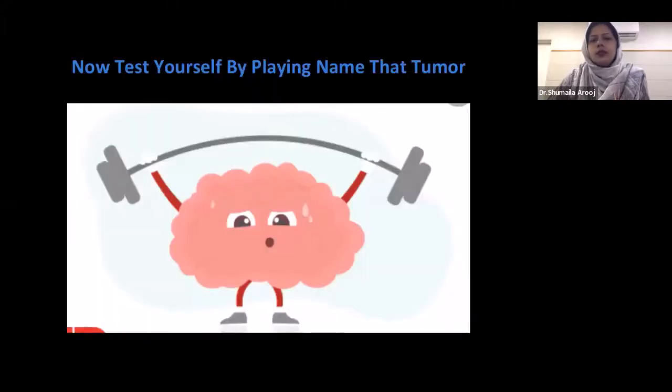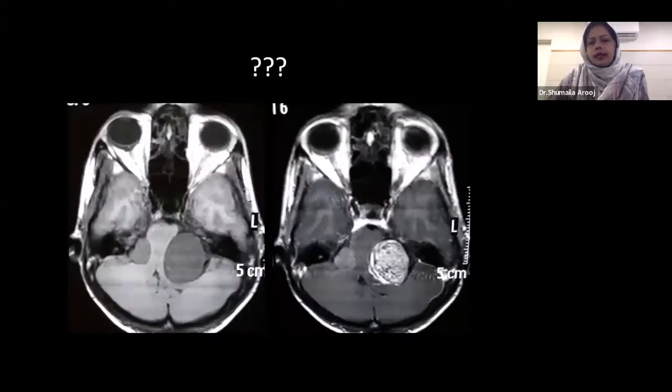So we will just quickly go through these images, and you can write in the chat box. I will just quickly go through these images.